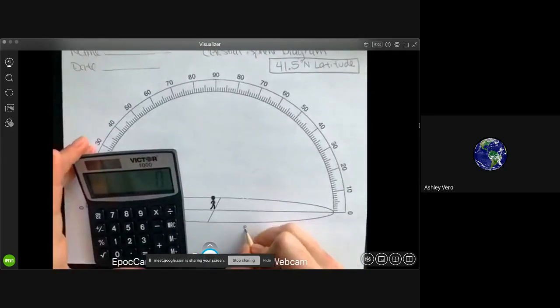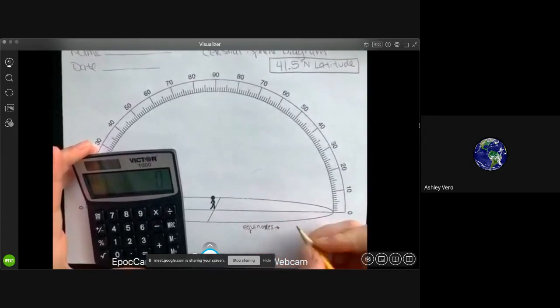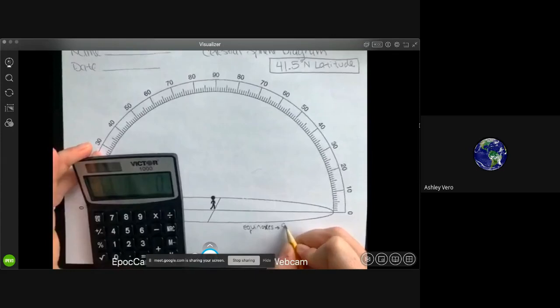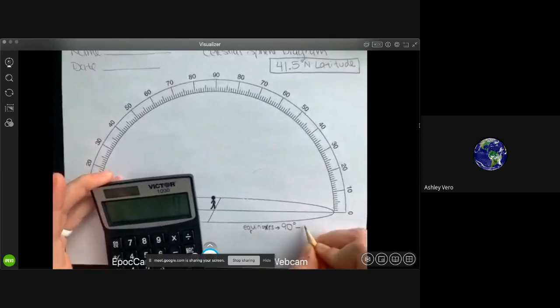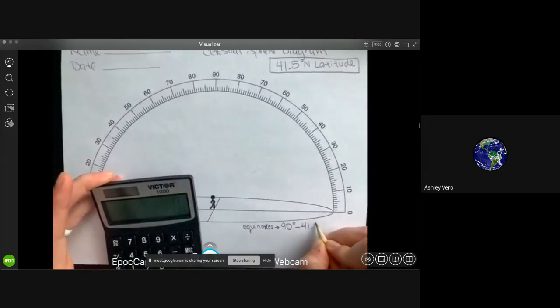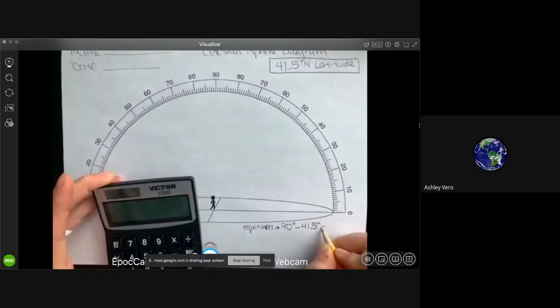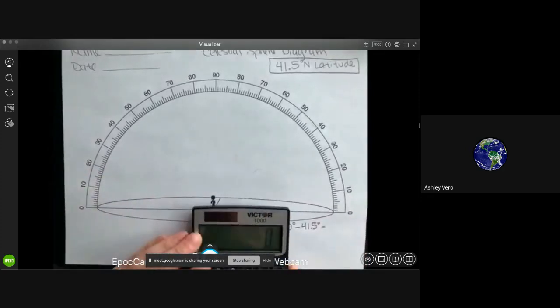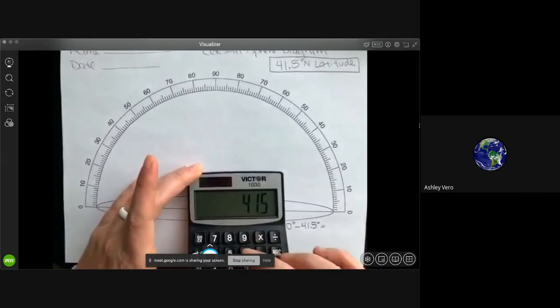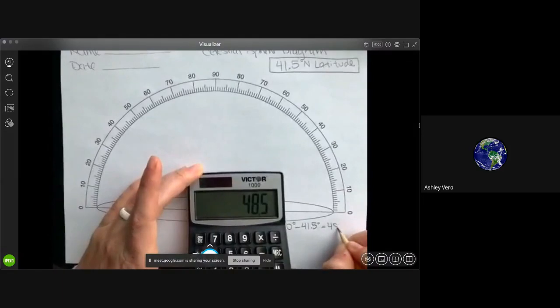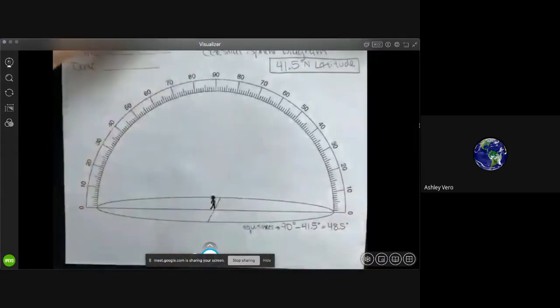All right, so we're going to start with the equinoxes, which again is fall and spring. What we're going to do with our calculator is write 90 degrees, and then subtract from it our latitude, which is 41.5 degrees north, and plug that in. So 90 minus 41.5 equals 48.5 degrees. That altitude of the sun is going to be our noontime sun.